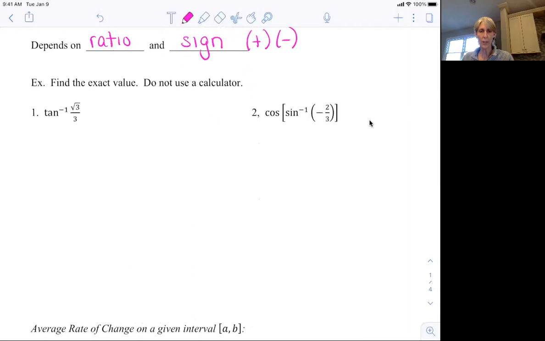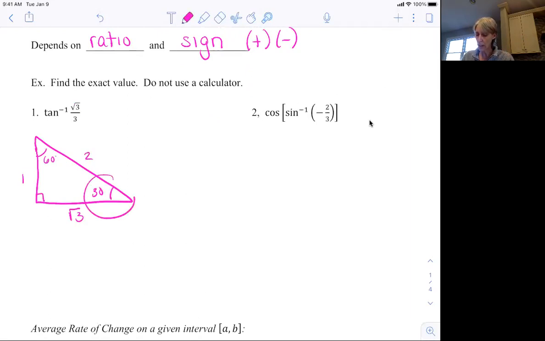So hopefully you recognize by now, when you see radical 3 and 3, your brain goes to my 30, 60, 90 triangle. Because when I put my side lengths on, I see, oh, okay, my tangent is opposite over adjacent. 1 over rad 3 is rad 3 over 3. So our angle that gives us this function value, simply by the ratio of the side lengths, is a 30-degree angle.